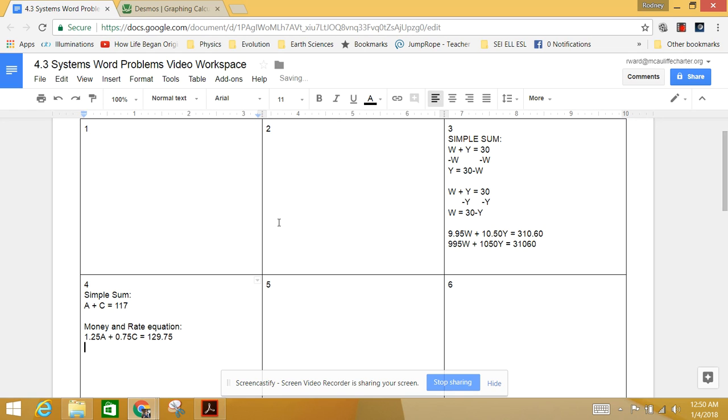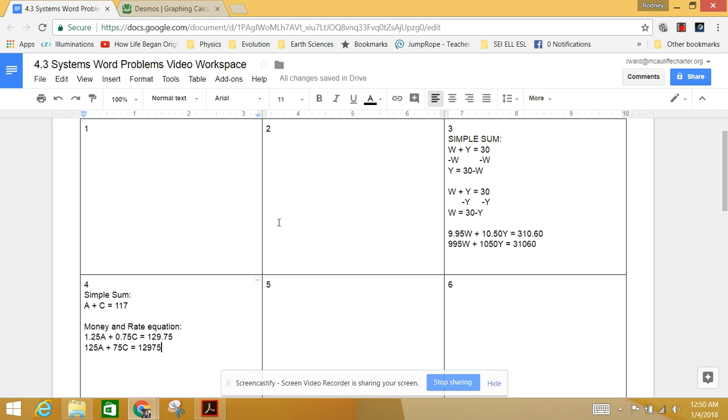I'm going to do one more step on this one. I'm going to get rid of the decimals by multiplying every part of that by 100. So that becomes 125A plus 75C equals 12,975. You may opt to not do that, but that's what I'm doing for this situation.